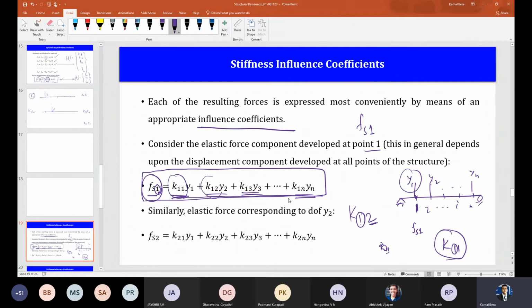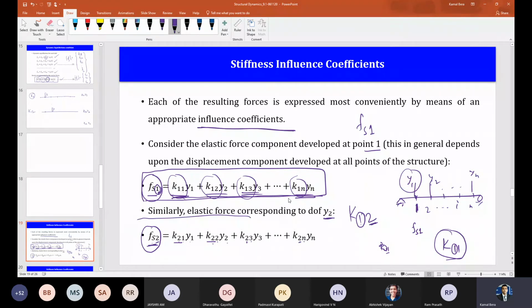So that is the spring force at coordinate 1, due to all of these. And these coefficients K11, K12, K13, K1n are called the stiffness influence coefficients, or simply the stiffness coefficients. Similarly, corresponding to degree of freedom 2, that is the spring force at node 2. So I can write K21 y1, K22 y2. K21 means force at coordinate 2 due to unit displacement at 1. This is force at node 2 due to unit displacement at coordinate 2, force at node 2 due to unit displacement at node 3, and force at node 2 due to unit displacement at coordinate n with all others restrained.